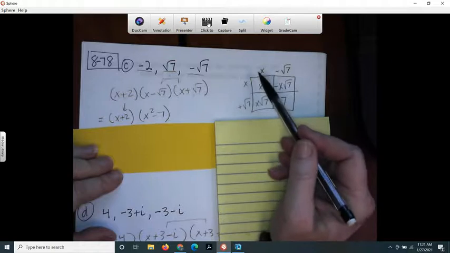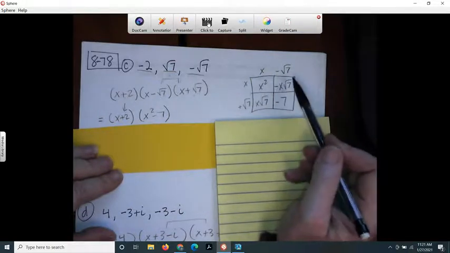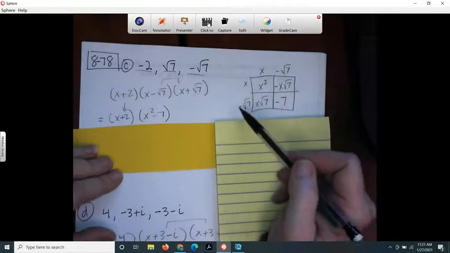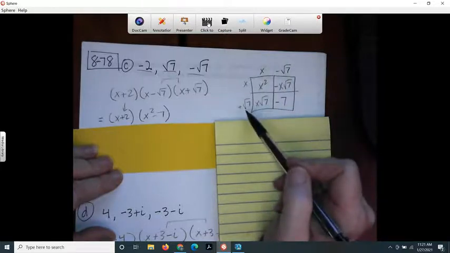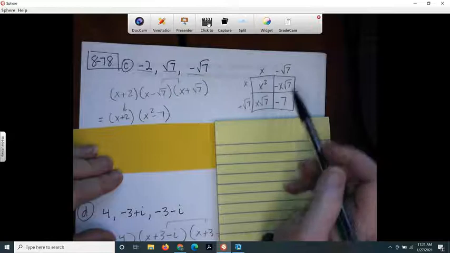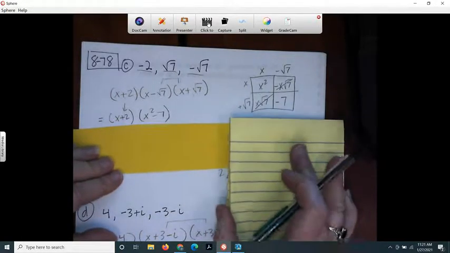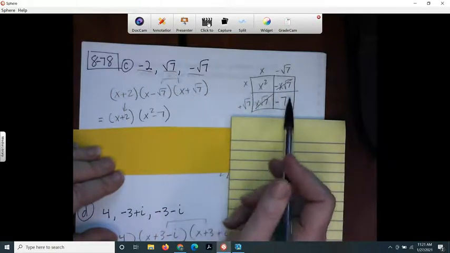Basically, x times x is x squared, x times negative root 7. I'm just multiplying. This one is a negative times a positive, so it's going to be a negative. Root 7 times root 7 would be just 7. And then these two cancel out. So I come up with x squared minus 7.